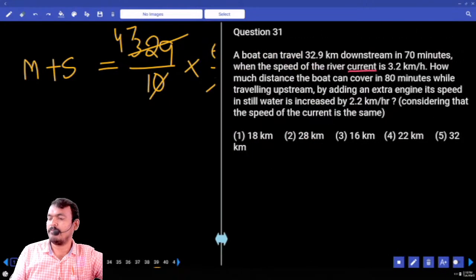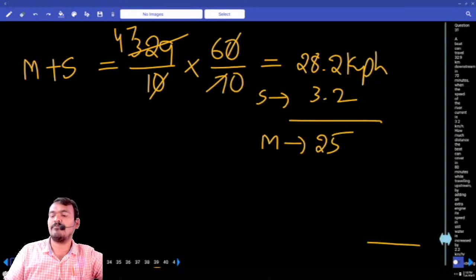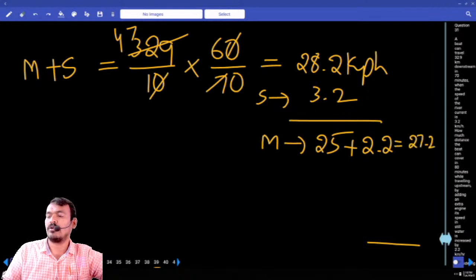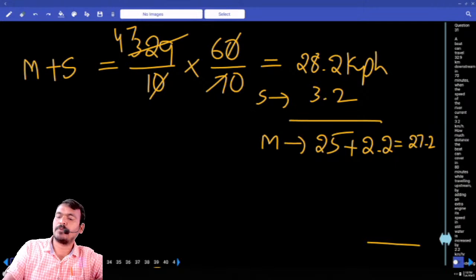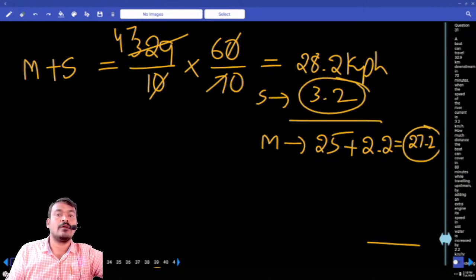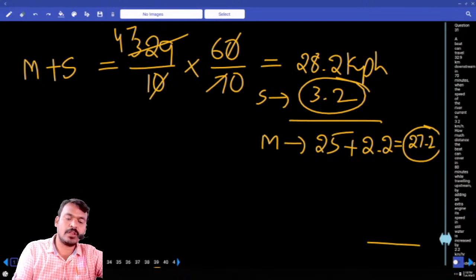But next time, the M value is increased by 2.2. Already the M value is 25. Increased by 2.2 means plus 2.2. Overall, the M value is 27.2. What is the speed of the stream? 3.2. What is the speed of the boat? 27.2.